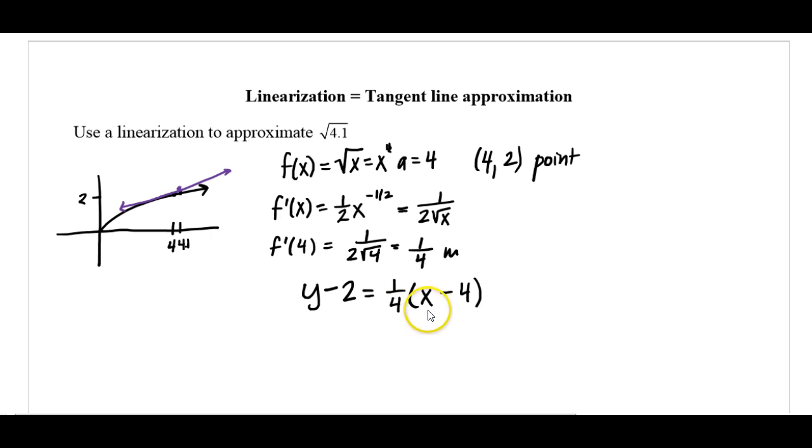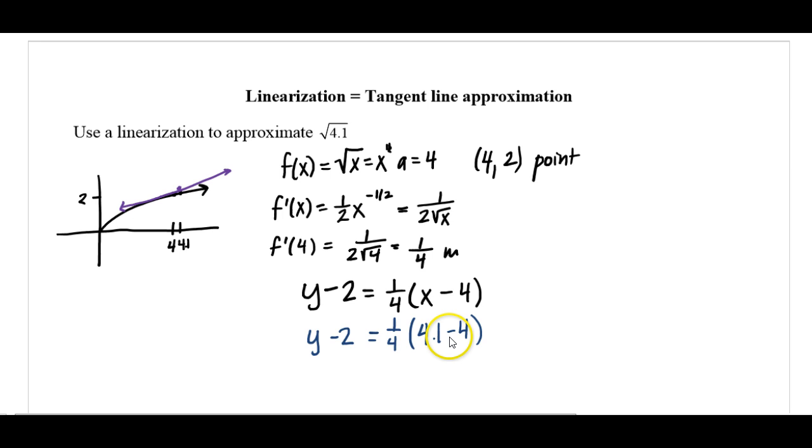So our goal here is going to be to solve for y. I'm going to take my 4.1 value and substitute it into this x here. So I'm going to have 4.1 minus 4, and then I have this 1/4 in the front, and then I have my y minus 2. So here is me using the linearization, and now I can solve for y.